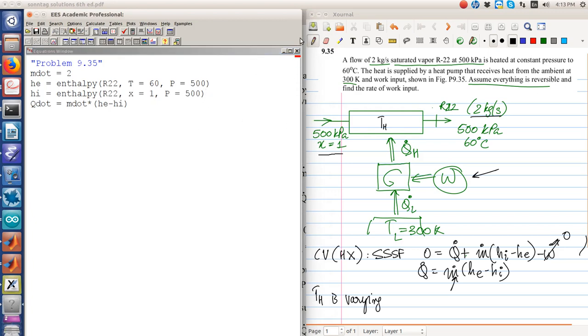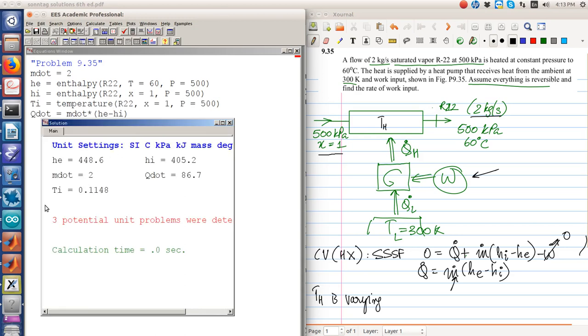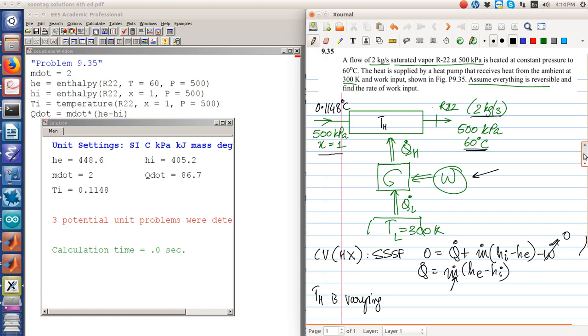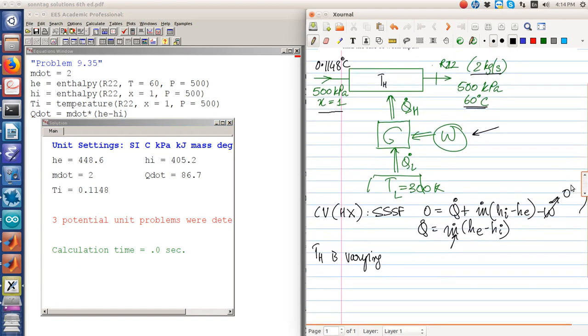The T inlet is at 0.1148 degrees Celsius, and it is going to 60 degrees Celsius. So TH is continuously varying. To avoid this problem, what we can do is make a control volume which consists of the entire thing, and then try to find out what is going on.